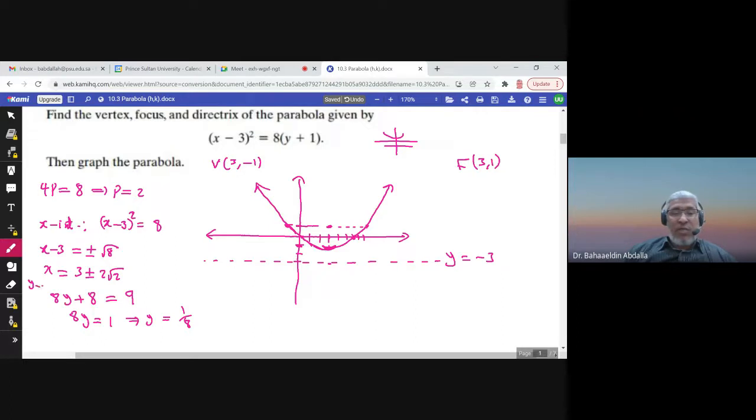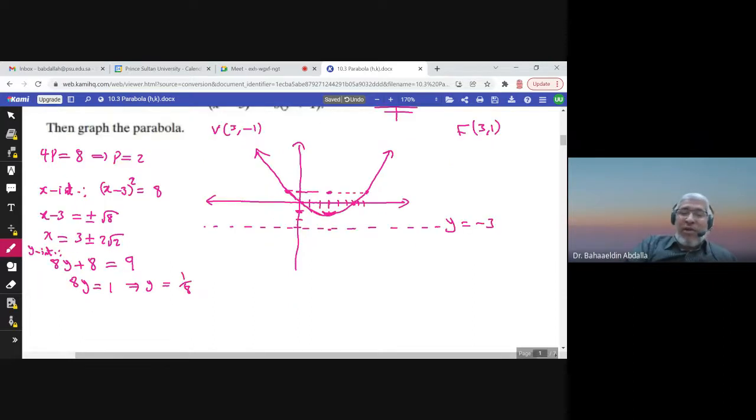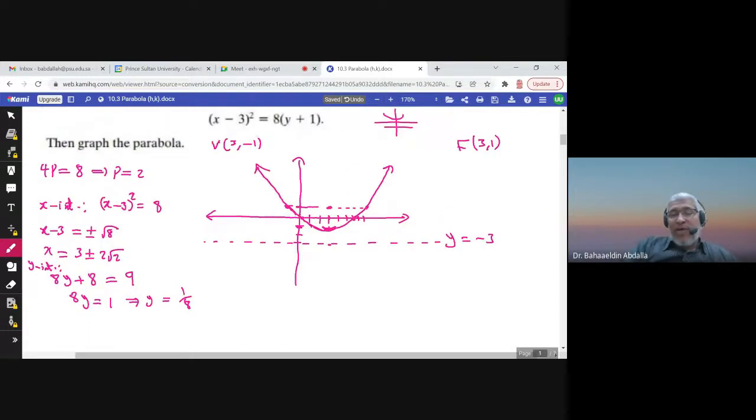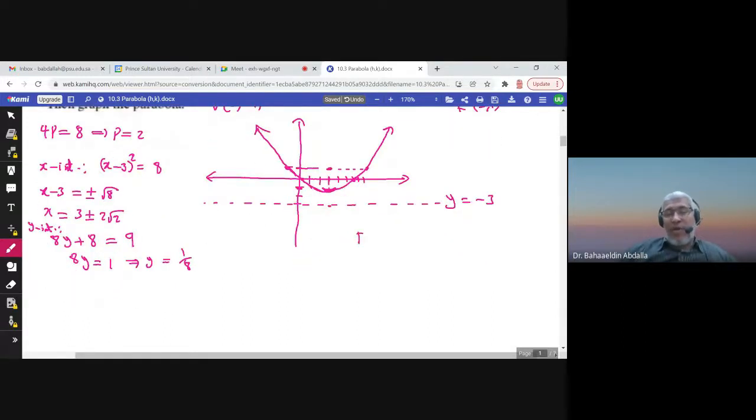This is the y-intercept, so 1 over 8. So this should be 1 over 8. So you can find the y-intercept, the x-intercepts, and sketch more accurate graphs of the parabola. Of course, if anybody asks you about the domain, what is the domain? Real numbers. What is the range? From -1 to infinity.